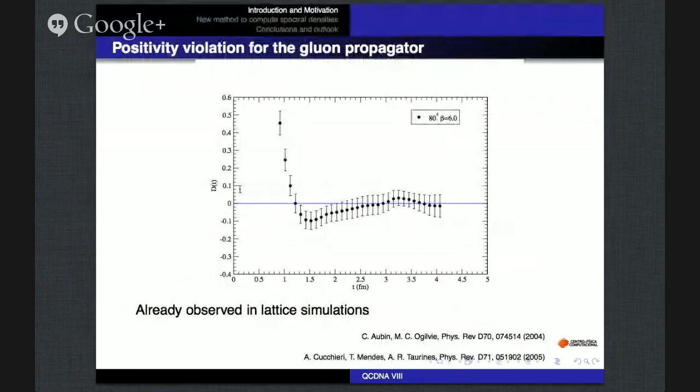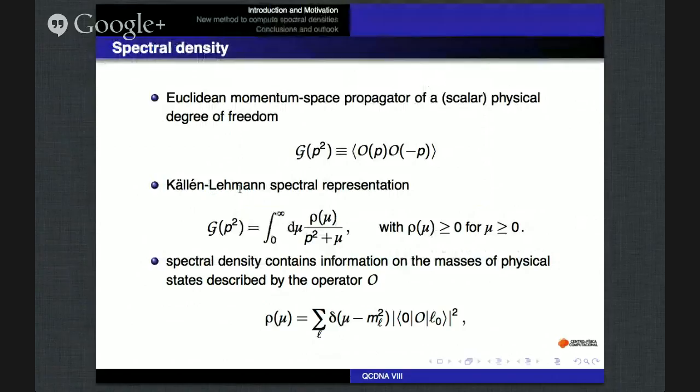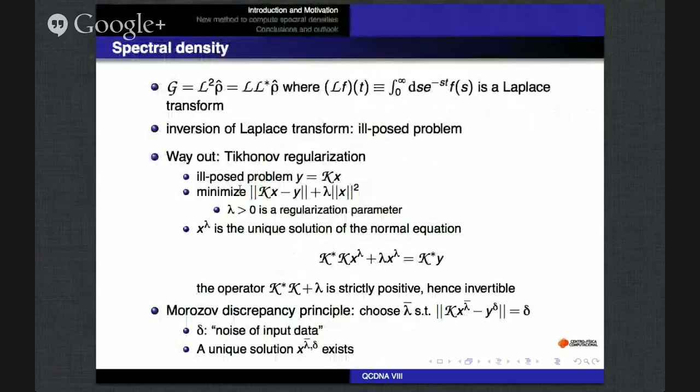So this has already been observed in lattice simulations, with the first paper 10 years ago. Generally speaking, if you have a propagator in Euclidean momentum space of a scalar physical degree of freedom, you want to have a Källén-Lehmann spectral representation with a positive spectral density, and this spectral density contains information on the masses of the physical states described by this operator. So you can write this definition here as a double Laplace transform, and you want to invert this double Laplace transform, and this is an ill-posed problem.